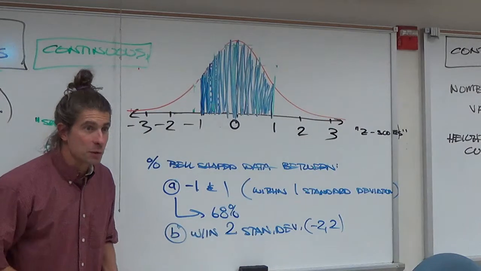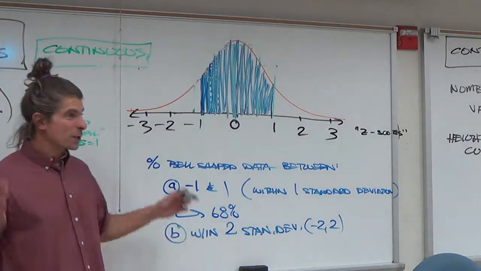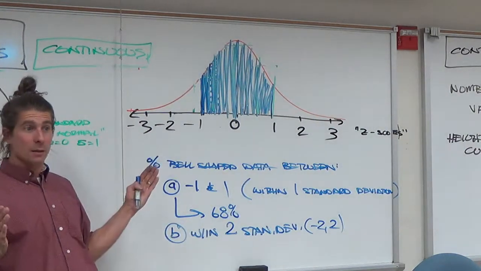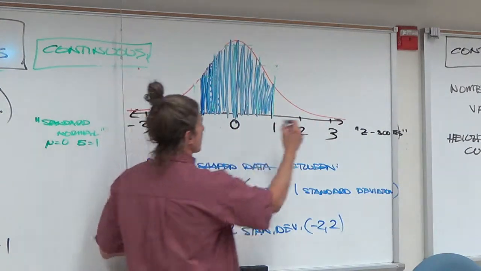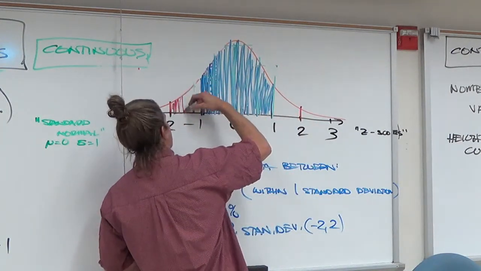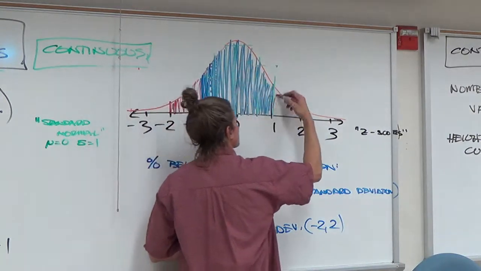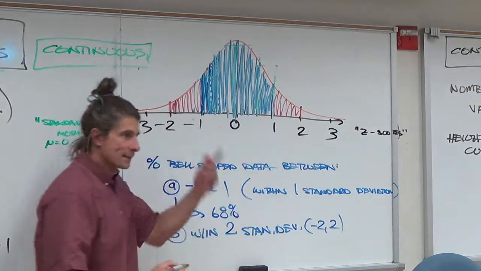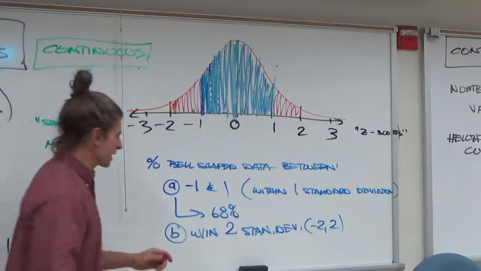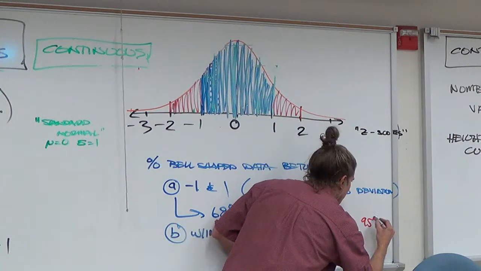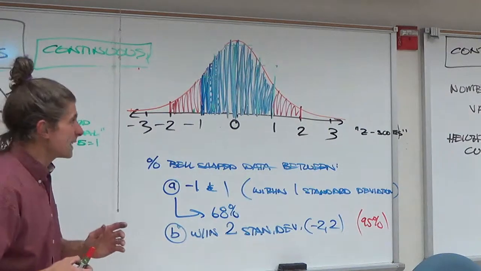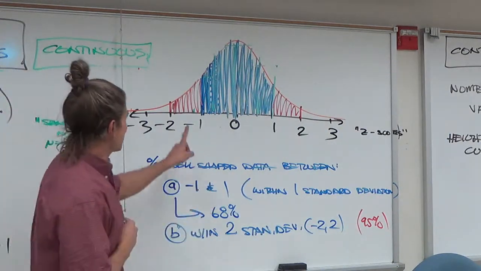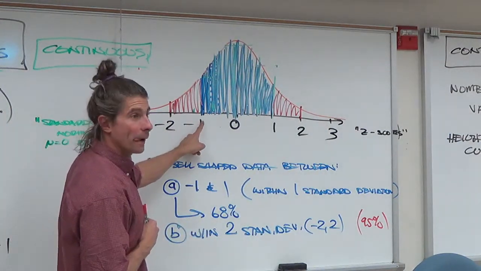What's that number? You know this one too, don't you? What percent of the data in bell-shaped data is between -2 and 2? Yes! So here, shading all the way across, shading all the way to here, that's 95%. That's a very special number in statistics for a lot of reasons. Now what's cool about this is, what percent is between -2 and 1?